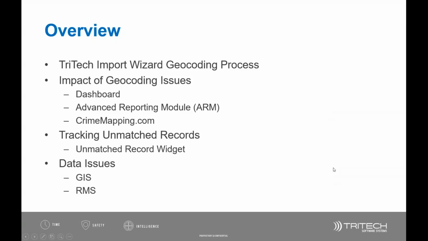We'll get started here. Just a brief overview of what we're going to talk about today. We're going to look at the Tritech import wizard geocoding process and talk a little bit about how we take your data out of an RMS or CAD system and map that out into a feature class and eventually into one of your applications. We'll talk about the impact of different geocoding issues on the dashboard, advanced reporting module, or ARM, and crimemapping.com. I'll also show you how to track unmatched records in each of these applications. And finally, we'll talk about some of the issues you would see in your data, either GIS or RMS and CAD data, that might make it hard for us to match or geocode those records.